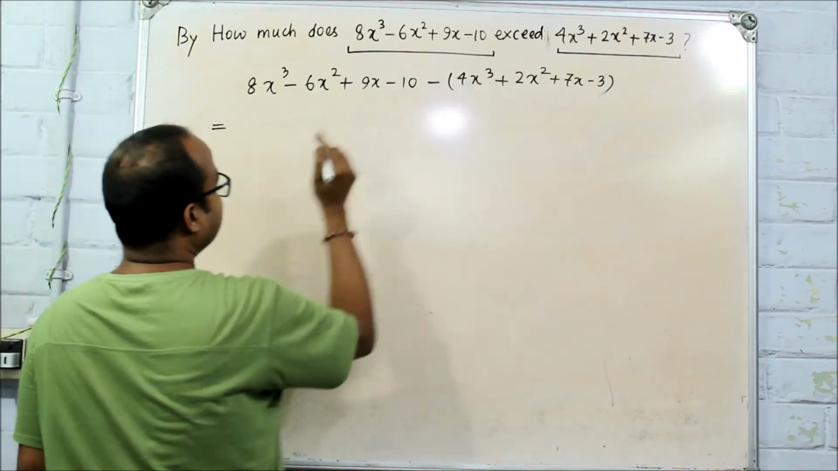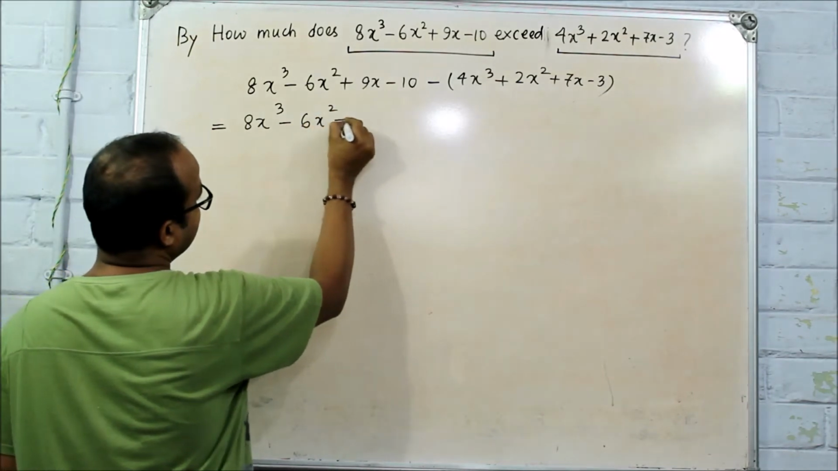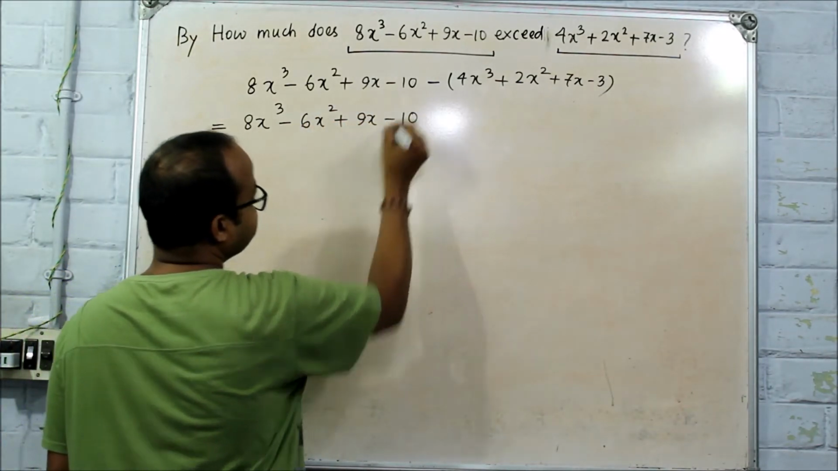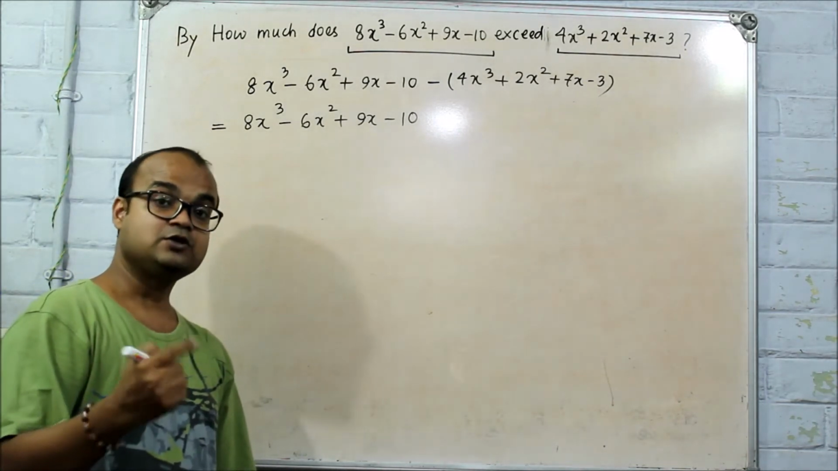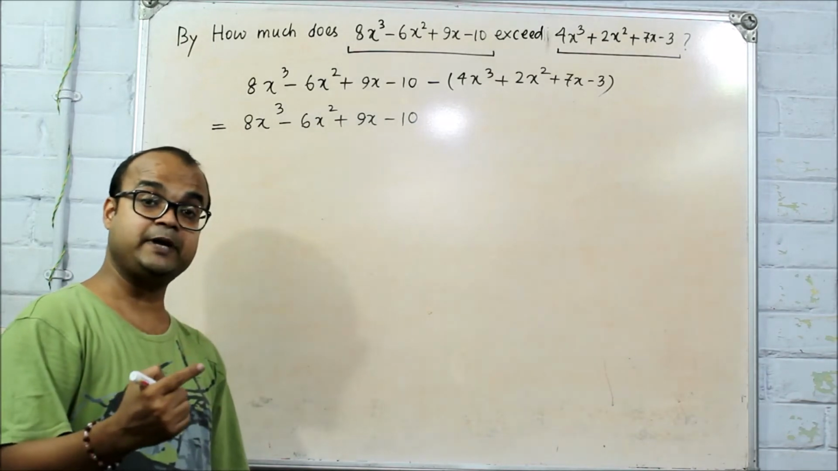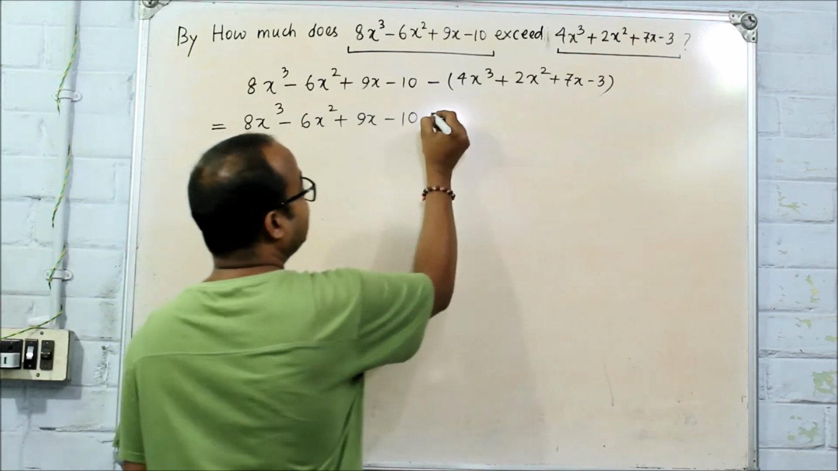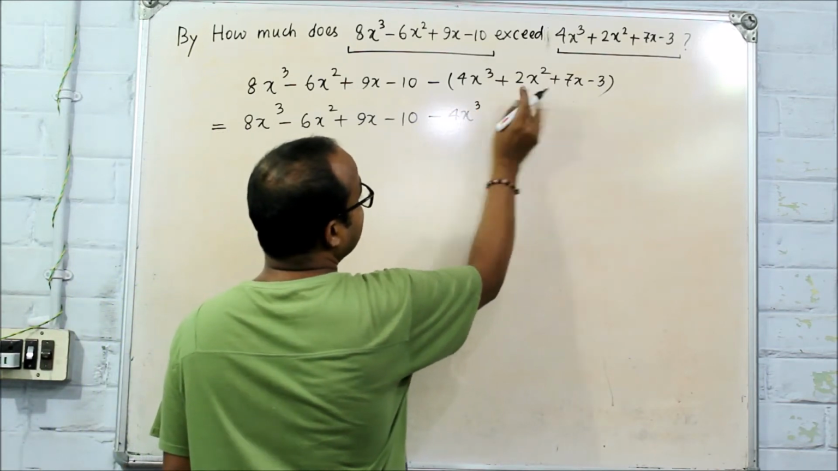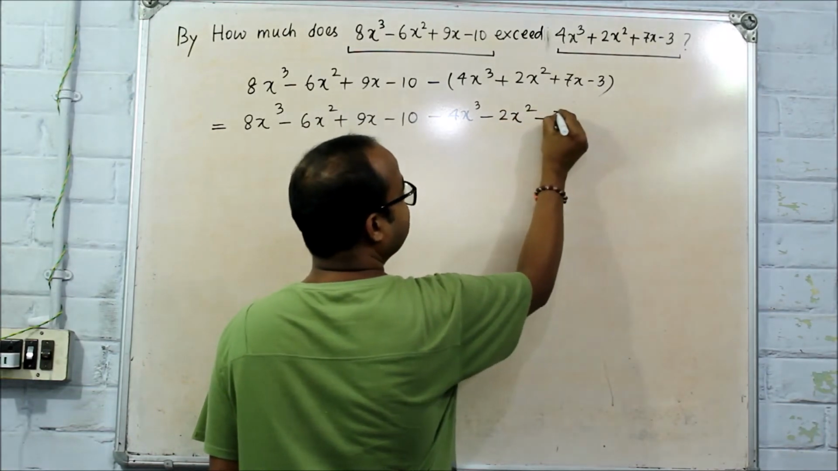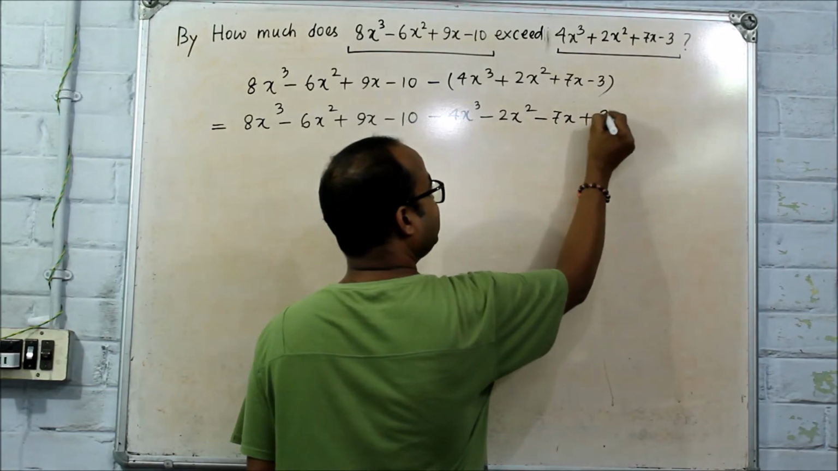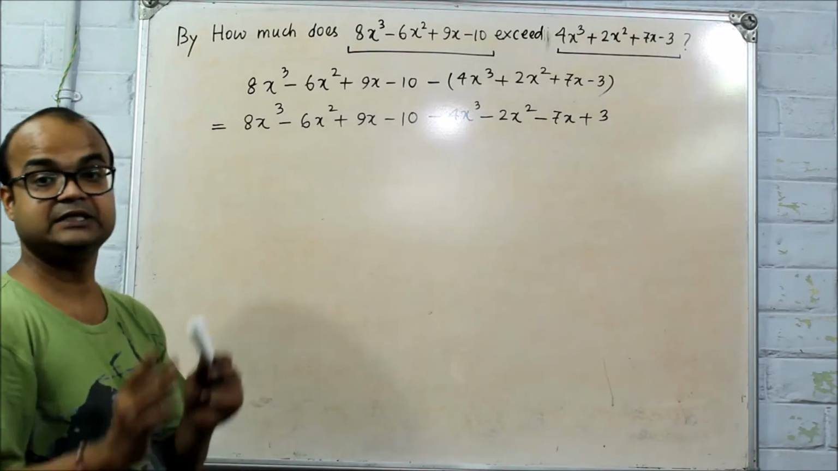Now we open up this bracket. First let me write this term: 8x cube minus 6x square plus 9x minus 10. Now outside the bracket is a negative sign. Whenever there is a negative sign outside the bracket, all the terms inside the bracket will change their sign. So minus 4x cube, plus 2x square will become minus 2x square, plus 7x will become minus 7x, minus 3 will become plus 3. Next we need to simplify the like terms.